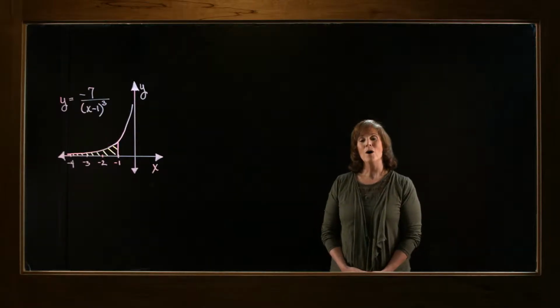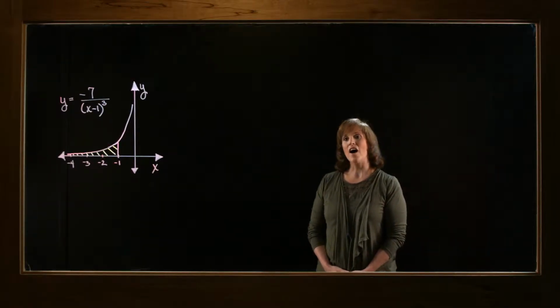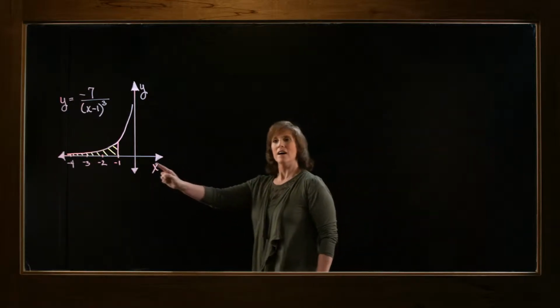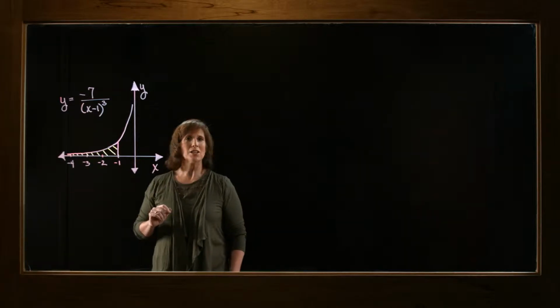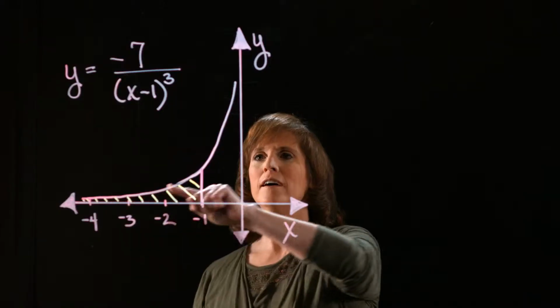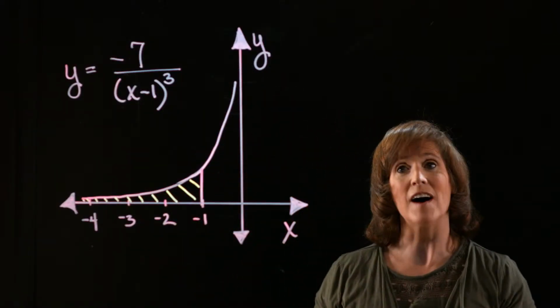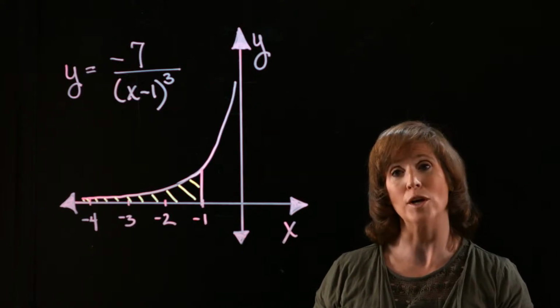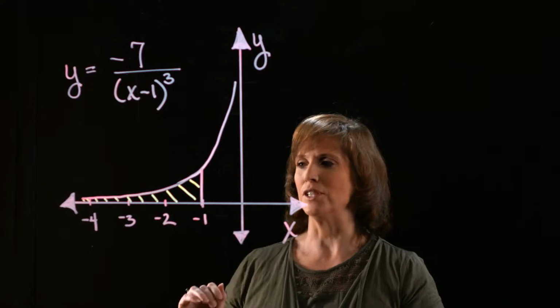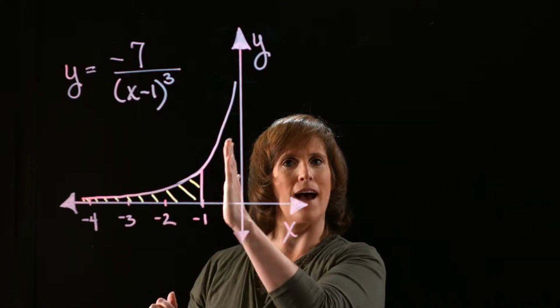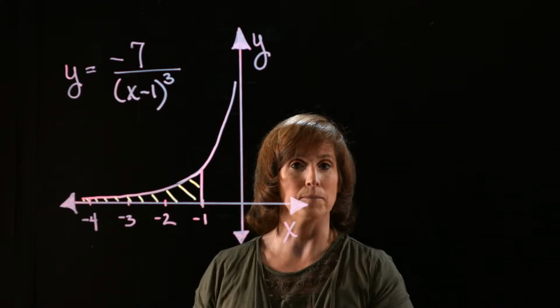Hi, I'm Cheryl Leach. In this problem, we're asked to find the area of the unbounded region that I'm showing on the graph. Well, let's take a look at this. It's bounded above by the function minus 7 divided by the quantity x minus 1 cubed. Notice that there's no left-hand boundary to it. However, we are stopping on the right-hand side at -1.